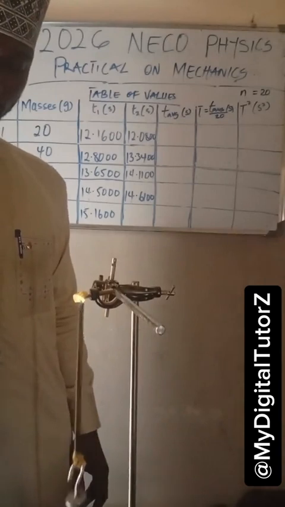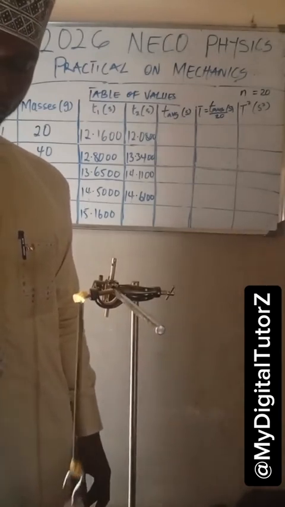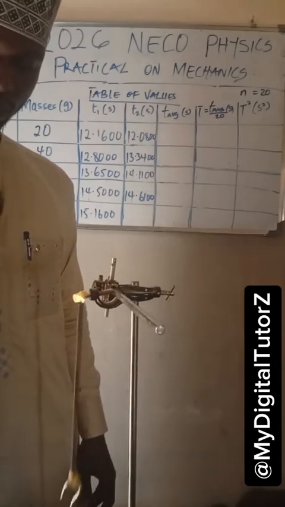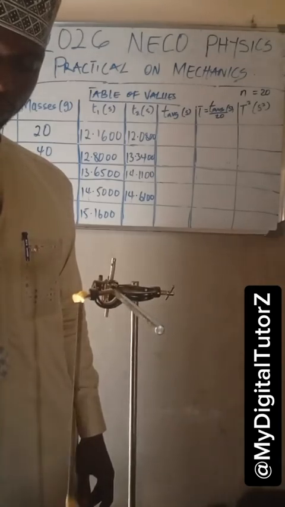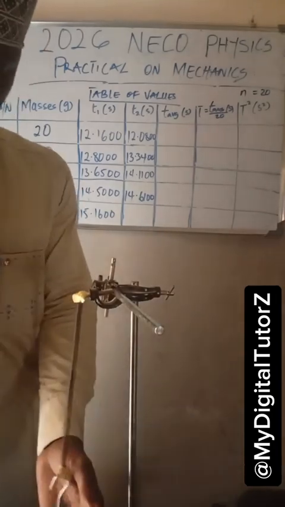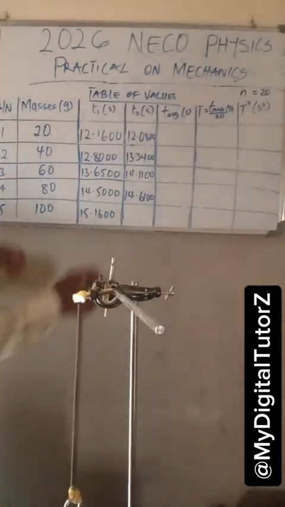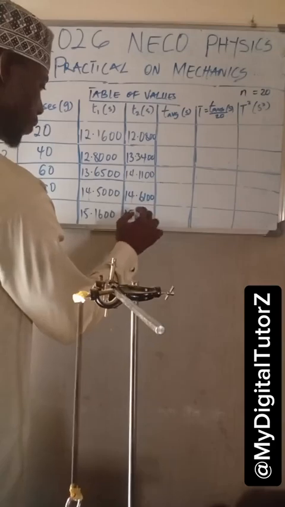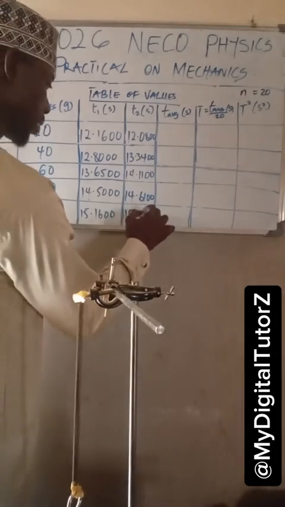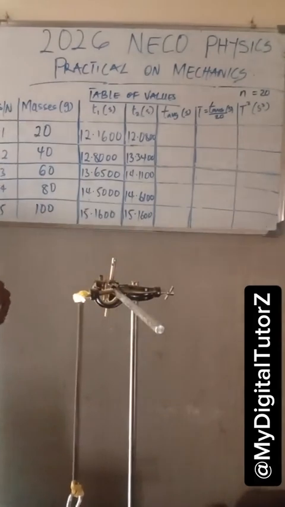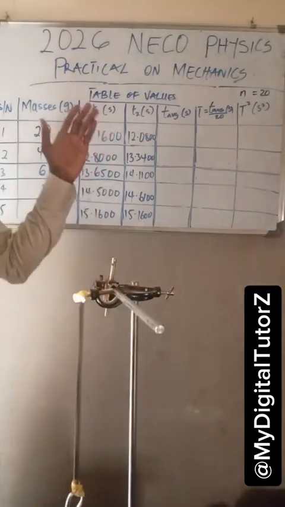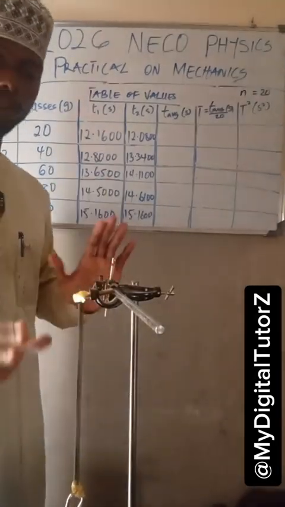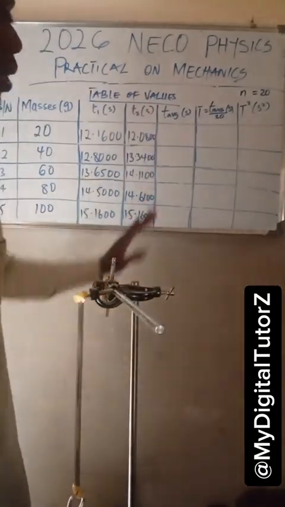1, 2, 3, up to 20. So we have here to be 15.1600, just the same. Okay, so this is our table of value from the experiment. The rest, we are going to calculate it.